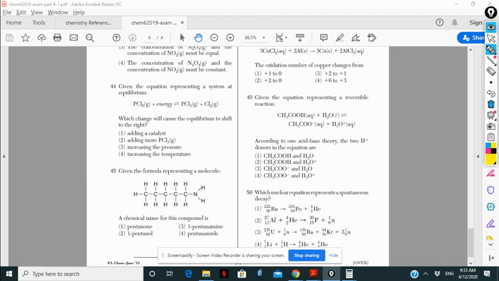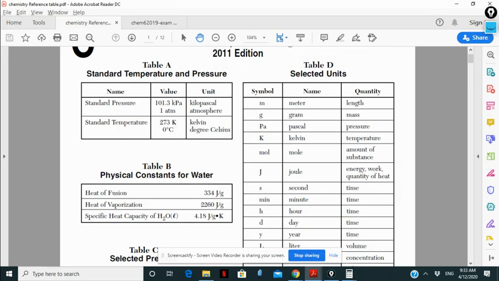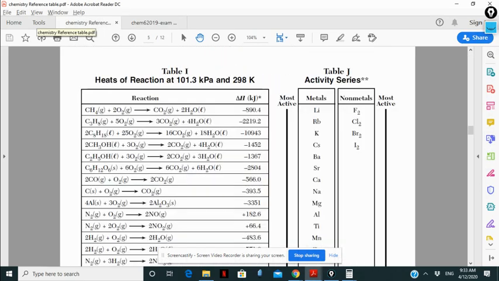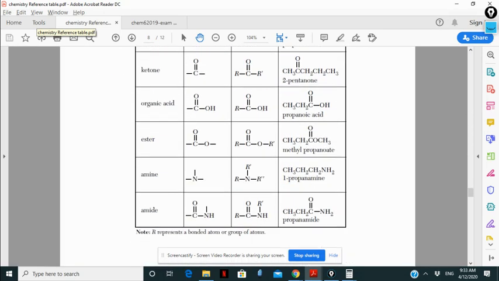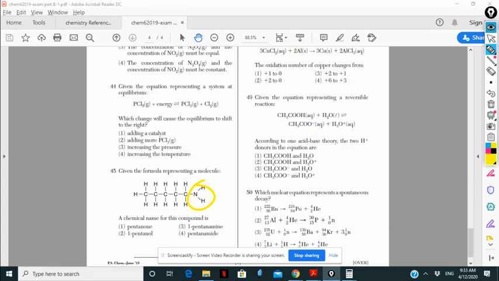Question number 45. Now, I have been given a chemical name. So first I have to assign what is the functional group. The functional group is NH2. So I'm looking at the reference sheet. What does NH2 mean? NH2 means amine. So I know it should end with amine.